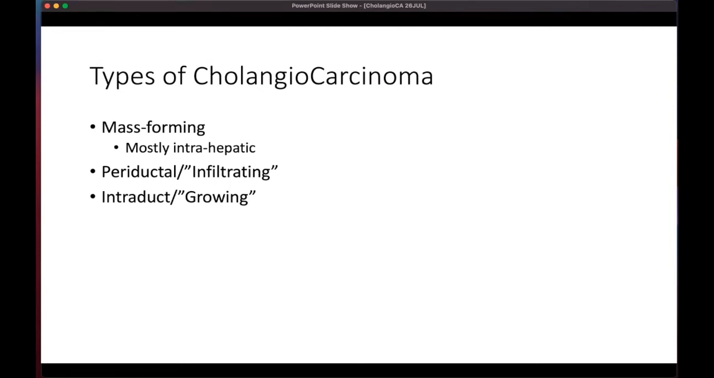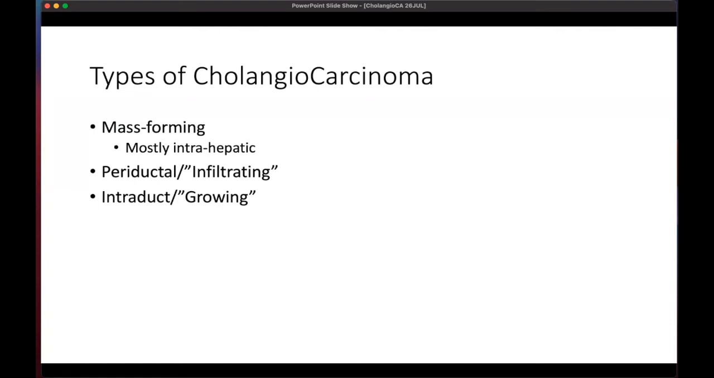But mass forming, which basically means that they make a tumor, and that's probably mostly going to be intrahepatic cholangiocarcinoma. And then there's periductal infiltrating, which are the ones that grow along the ducts. And these are really the most problematic ones, I would say, because it's really hard to get negative margins. So what you'll find if you read about resection of a hilar cholangiocarcinoma is that the risk of positive microscopic margins is very high, probably somewhere around 50%. And so chasing margins is a little bit controversial in the setting of these periductal cholangiocarcinomas.